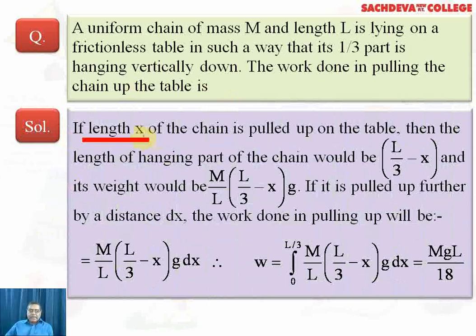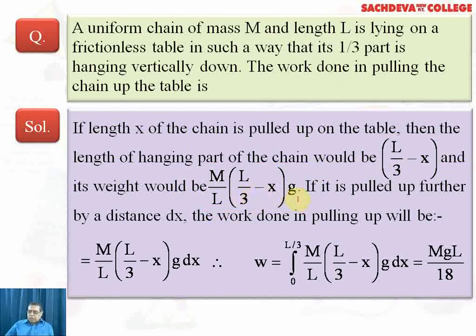So if length x of the chain is pulled up on the table, then the length of the hanging part, as I have explained, will be L over 3 minus x, and the weight, that is the force, will be m over L into (L by 3 minus x).